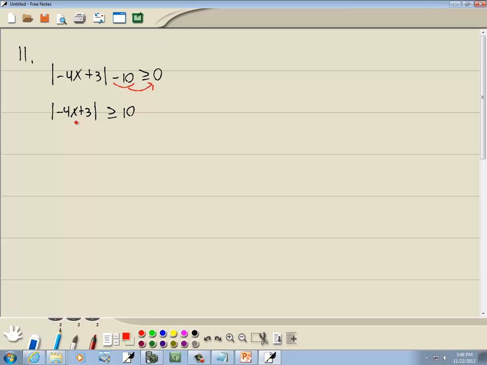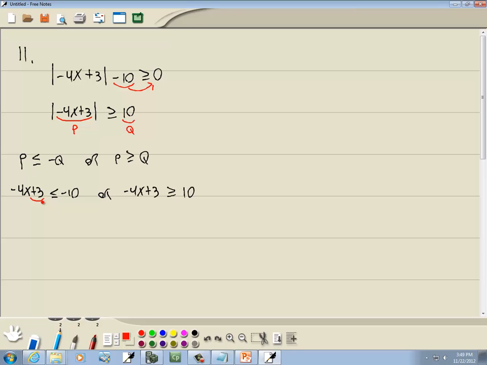Now this is case 2, the greater than. So what's inside the absolute value is p, and this is q. Our formula says p is less than or equal to negative q, or p is greater than or equal to positive q. So wherever there's a p, I'll plug in negative 4x plus 3, and wherever there's a q, I'll plug in 10. So I got negative 4x plus 3 is less than or equal to negative 10, or negative 4x plus 3 is greater than or equal to positive 10.